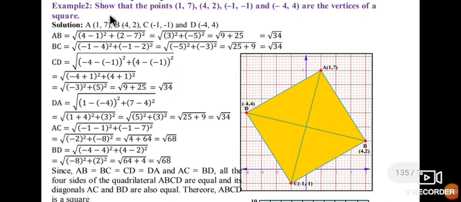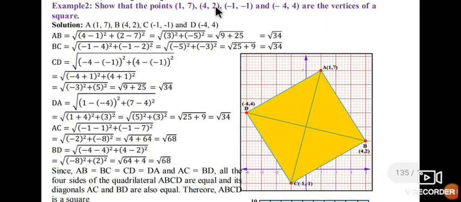Now move on to the next problems using the distance formula. Now let us solve some more problems. Show that the points (1, 7), (4, 2), (minus 1, minus 1) and (minus 4, 4) are the vertices of a square.